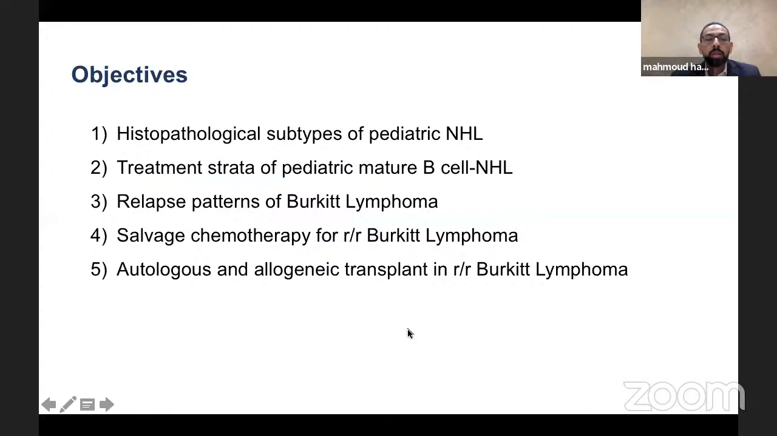The talk will cover the histopathological subtypes of pediatric non-Hodgkin lymphoma, and of course, after the previous presentation, it will be just a simple note. The treatment strata of pediatric mature B-cell non-Hodgkin lymphoma, relapse patterns of Burkitt lymphoma, the salvage chemotherapy, and the difference in outcome between autologous and allogeneic transplant in refractory and relapsing Burkitt lymphoma.